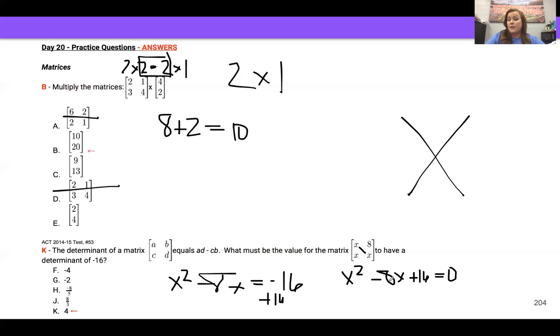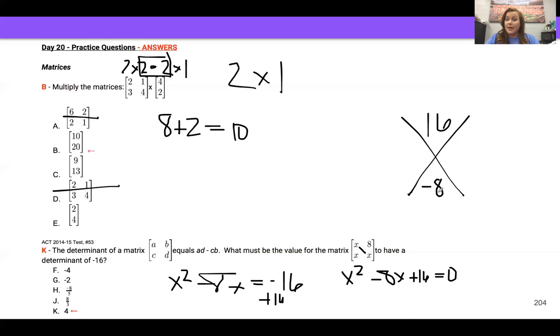You put the, what is it? This number on the top, C on the top, which is 16. You put B on the bottom, which is 8. What two numbers multiplied together equals 16, but when added together equal negative 8?